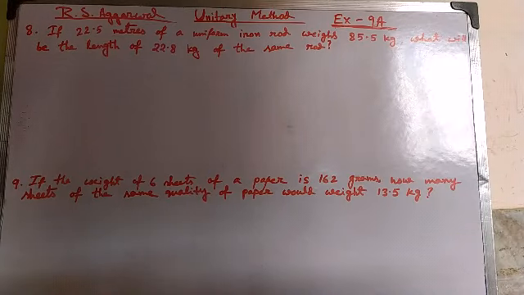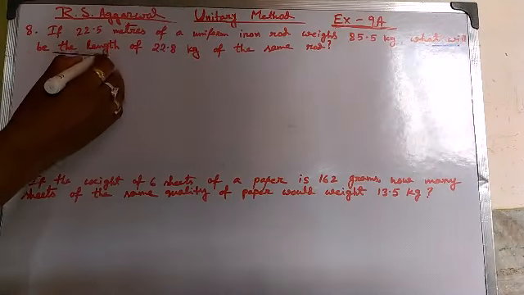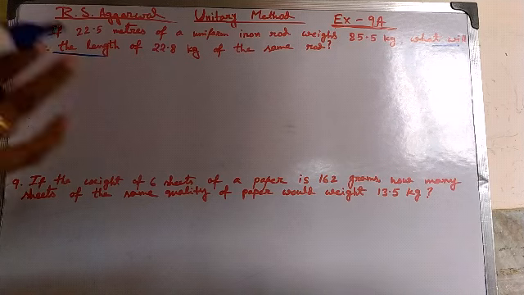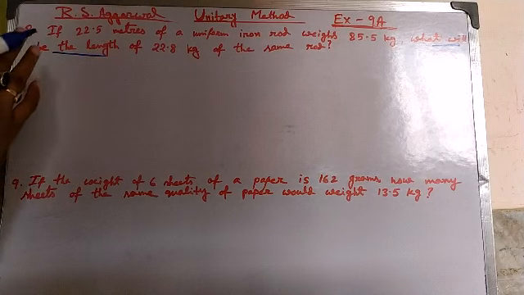Now question number 8. Here the question is, if 22.5 meters of a uniform iron rod weighs 85.5 kg, what will be the length of 22.8 kg of the same rod? So what to find out here? We have to find out the length. That means that length should be in the right side and the weight will be in the left side.